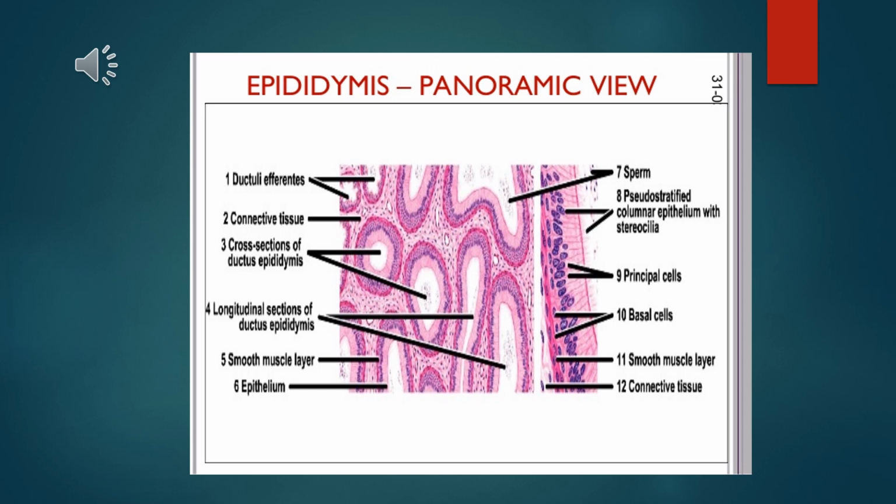There are two groups of cells: principal cells that are tall cells, and toward the basal part you can see some round nuclei. They are the basal cells, the short cells, the regenerating cells. They give rise to the other epithelial cells. Outside that, there is a smooth muscle layer. Its contraction helps in the movement of the spermatozoa.